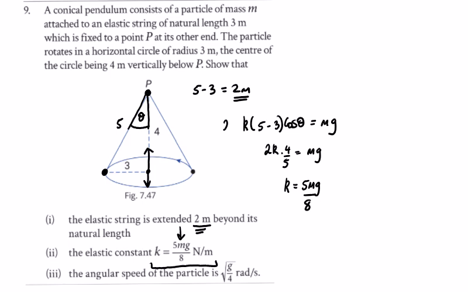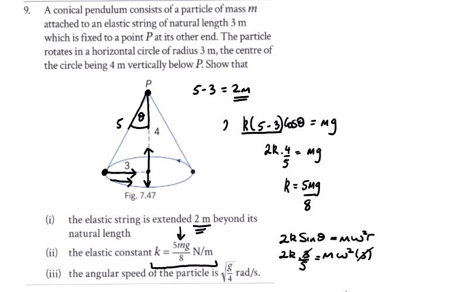And show the angular speed is square root of g over 4. So angular speed looking along towards the center, we're going over 2k again, this 2k, but the 2k will be by the sine of theta along this bit here. And 2k sine theta will be equal to m w squared r. So 2k times 3 over 5 will be equal to the mass times w squared times the radius, the 3's will cancel. Divide by m, I'm going to get 2k over 5m.